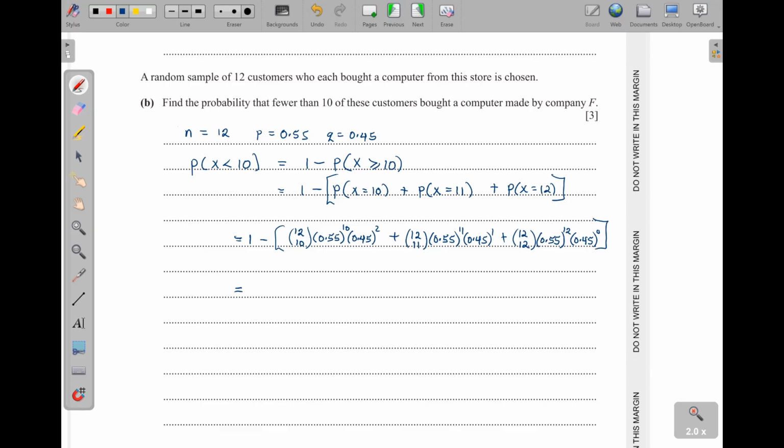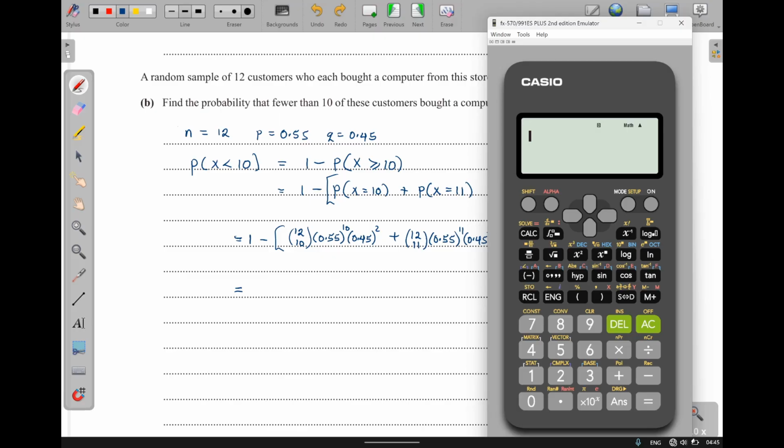Okay, and then what we can do here is to put this in the calculator, this one and this one. Then after adding all of them, we subtract from 1. So what can we get from here? So we are going to have 12 combination 10, then times 0.55 to the power of 10, then times 0.45 squared. So I'm going to do it like this.